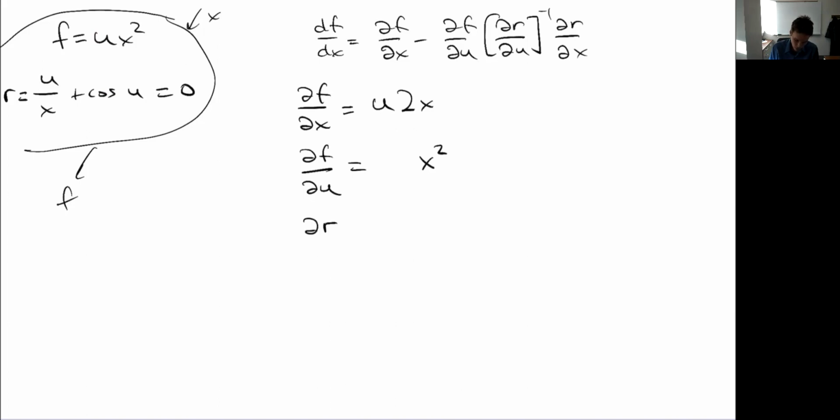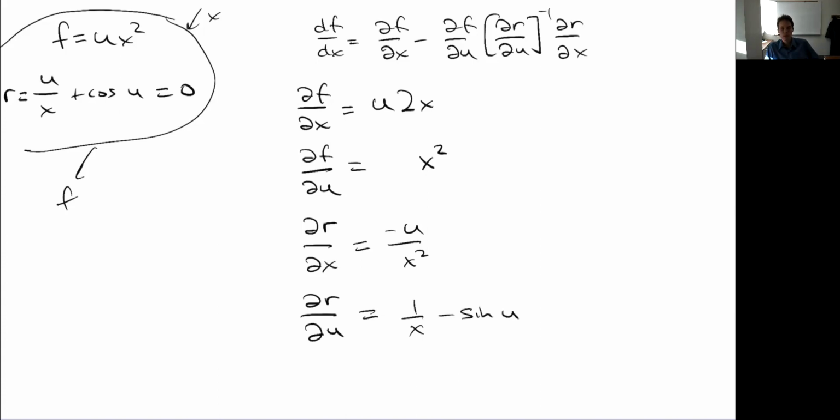And now I need the partial of r with respect to x. Again, the residual is this function here. If it's with respect to x, that means u is a constant, so I just pull out that u. That becomes minus u over x squared. And then cosine u is a constant, so the derivative of that is gone. And then finally, partial r partial u. That means x is a constant, so I've got 1 over x. Then the second part, the derivative of the cosine, is going to be minus sine u.